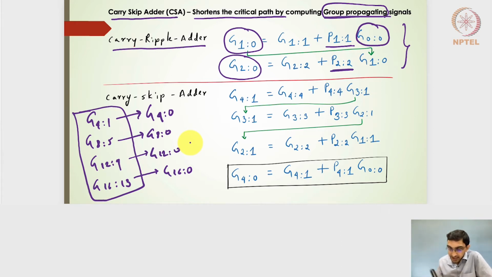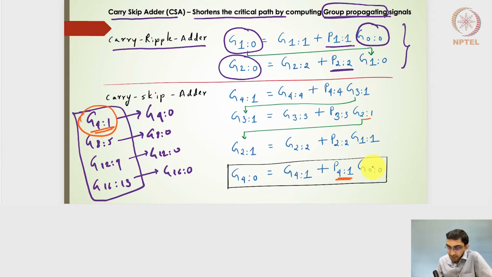Right. So let's try to understand how we are going to generate this 4 is to 0. That's what I have written here. G4 is to 1 here is nothing but G4 is to 4 plus P4 is to 4, G3 is to 1. G3 is to 1 is created from G2 is to 1. G2 is to 1 is created from G1 is to 1. And once I have G4 is to 1, I should be able to generate the 4 is to 0 from G4 is to 1 plus P4 is to 1, G0 is to 0.